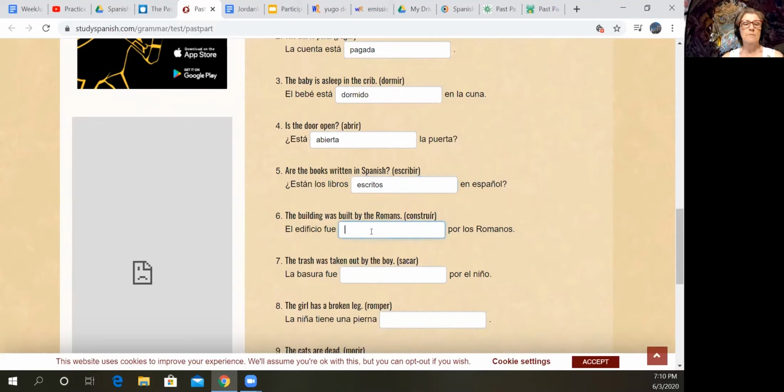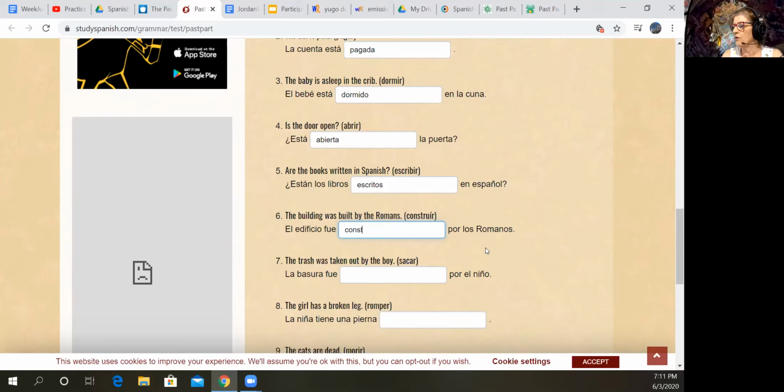Uh-oh, here comes a past participle, Susana. This one is passive voice, truly a passive voice. The building was built. The building didn't build anything. A building can't build something. It was acted upon by a group of people, and that means passive voice.